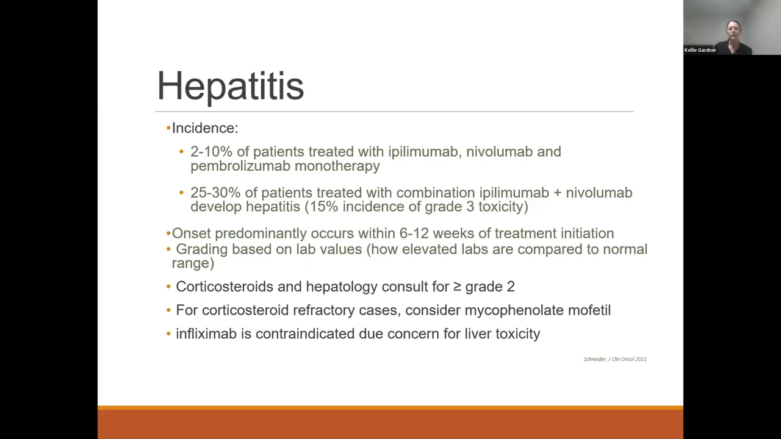And infliximab, which I mentioned with the colitis, we use for patients that are refractory to steroids. We do not use it with hepatitis because of the concern for liver toxicity. Instead, we would use the mycophenolate.